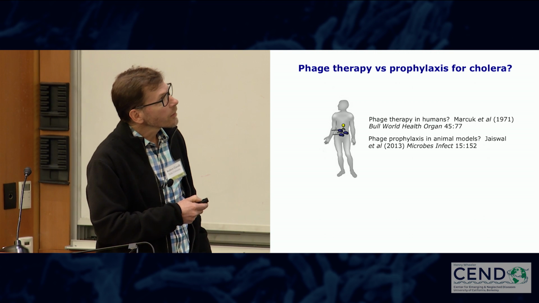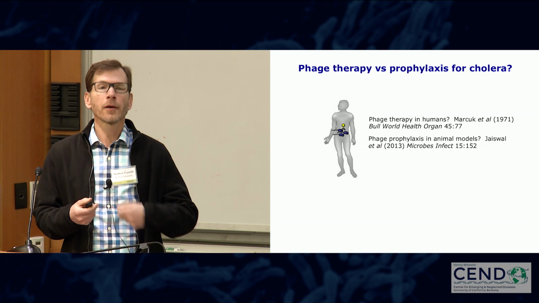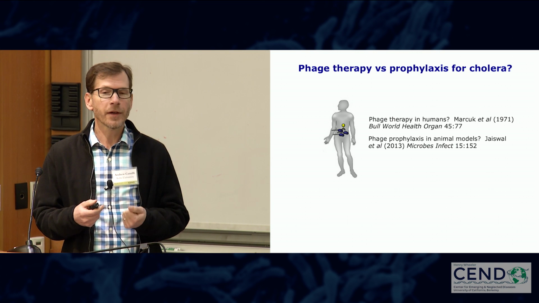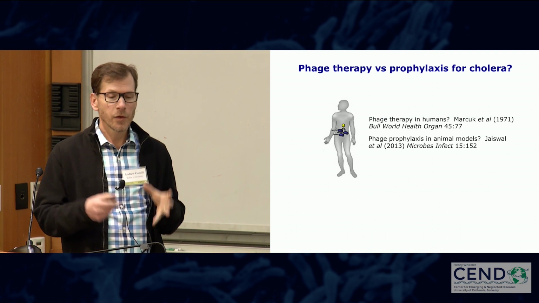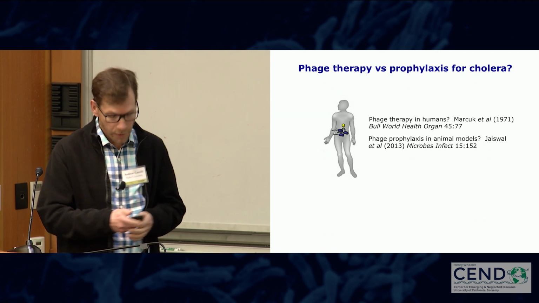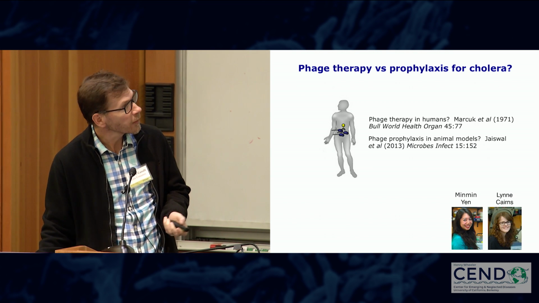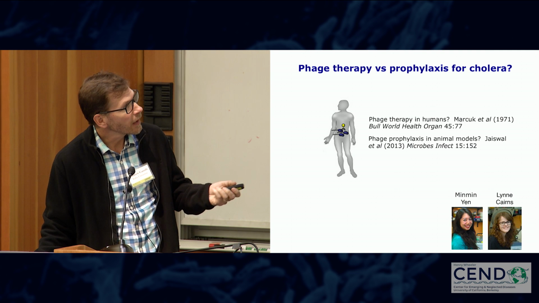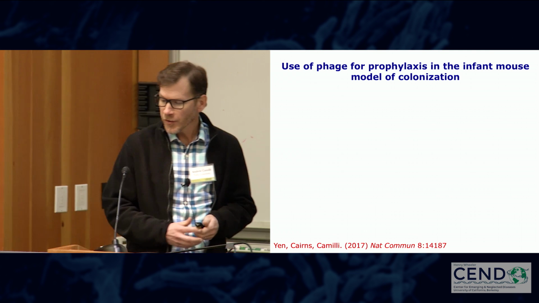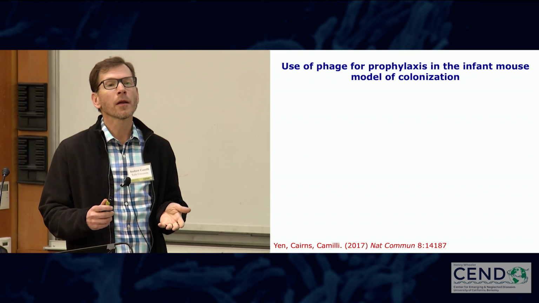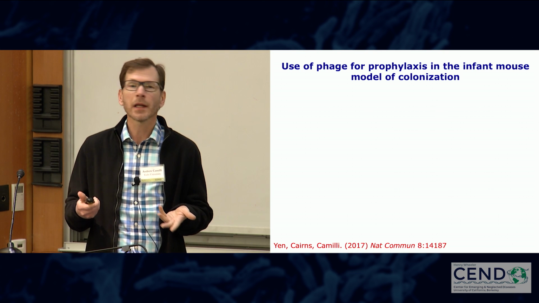But we're not daunted by these studies, and I think by finding phages that we know are virulent in the context of human infection, for some of the reasons I told you, we're hoping that using the right phages may work. And so we started doing work in animal models, and this is work that's been spearheaded by Mimi Yen and Lynn Cairns, who are two postdocs in my laboratory. I'm going to show you some data from the infant mouse model for cholera. There's a problem with the infant mouse model in that they don't get profuse watery diarrhea like humans do.